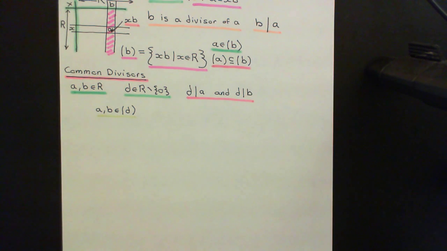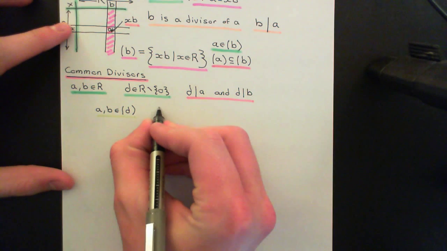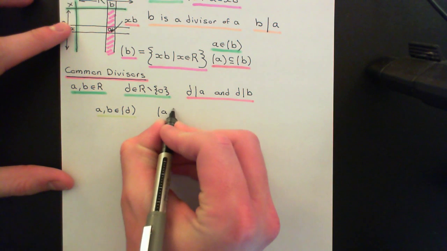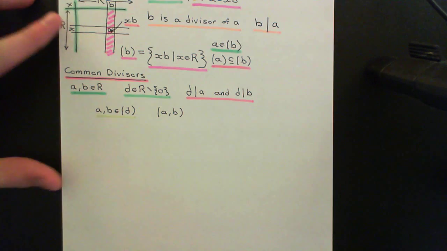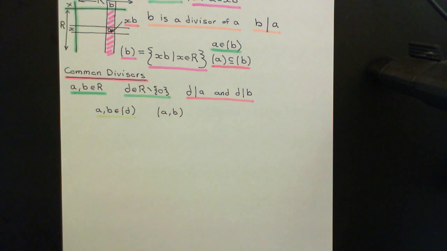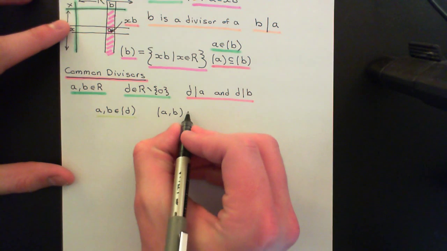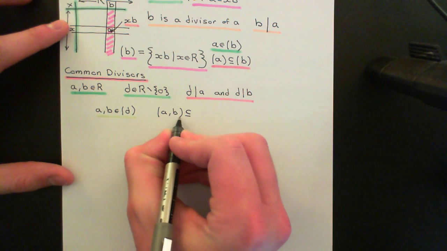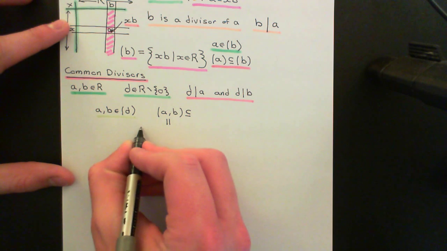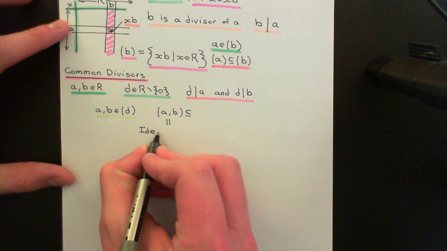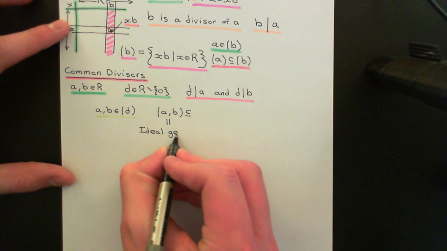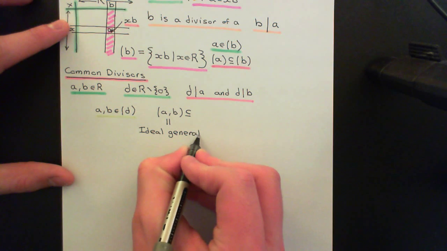Okay, now, if A and B are both in the principal ideal generated by D, then what we can say is that the ideal generated by A and B, and this is a new concept, I have not introduced you to this so far in the playlist on ring theory, so I will go through this in a little bit more detail. So you should read this as the ideal generated by A and B, and we will explore this in a bit more detail in just a moment.